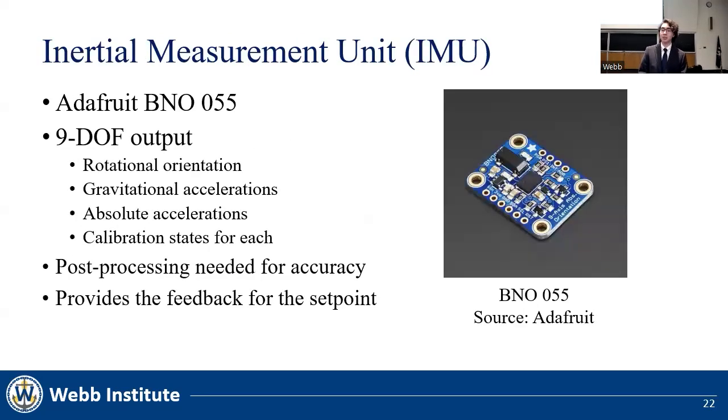To greatly increase the control capabilities of the glider, an Inertial Measurement Unit, or IMU, was installed on board. This IMU outputs constant readings for 3 degrees each of rotation, gravitational acceleration, and absolute acceleration for a total of 9 degrees of freedom. The IMU also monitors the state of each reading's calibration. To obtain useful and accurate readings from the IMU, the outputs were processed and filtered to filter out background noise and damp sharp excitations.